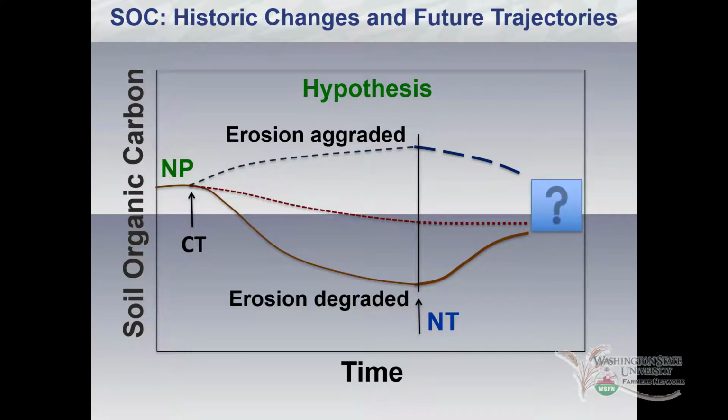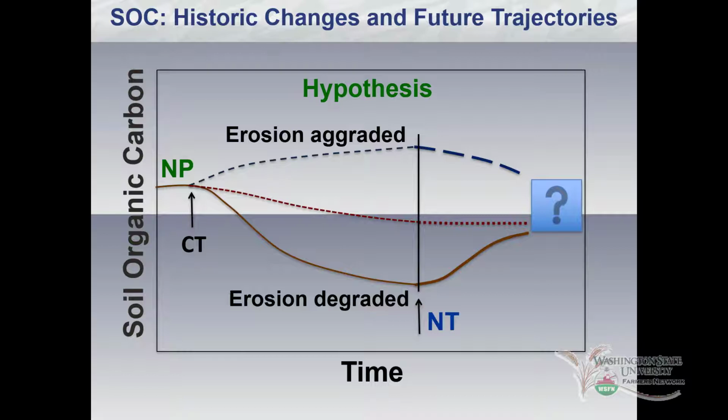So I put together this little simple hypothesis probably 10 years ago now. I think I can almost answer it at this point. Here's the native prairie. Here we are with conventional tillage. And we have some erosion degraded situations in the field where carbon levels have actually increased some. And then we have other locations where it's degraded. And here, maybe the overall impact is a reduction in organic carbon over time. But now we have no-till, and what's going to happen?